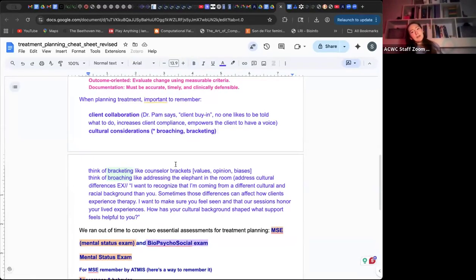So she calls it the client buy-in, and she's like, you know what? No one likes to be told what to do. That is totally true. And when we help increase that client collaboration, she's like, it actually is increasing the client compliance because then they feel like they have a buy-in, right? And then she also is like, it helps empower the client to feel like they have a voice.